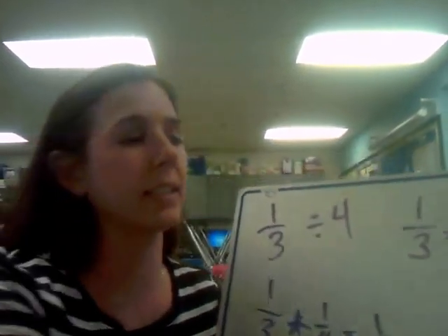So that is basically what their homework is doing: replacing the division number model with the multiplication number model that goes with it to help us solve it, and solving it.